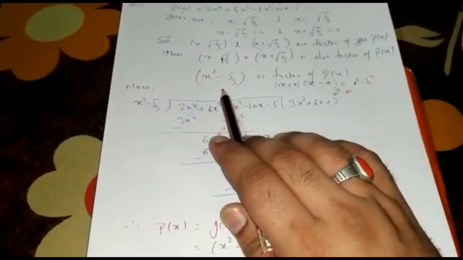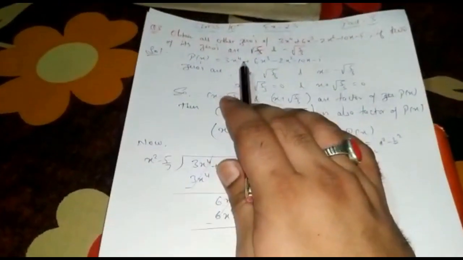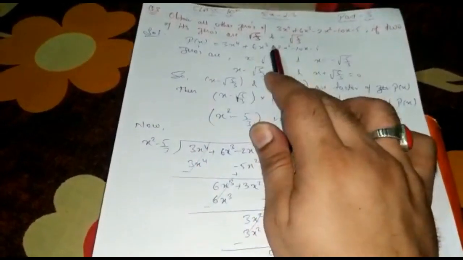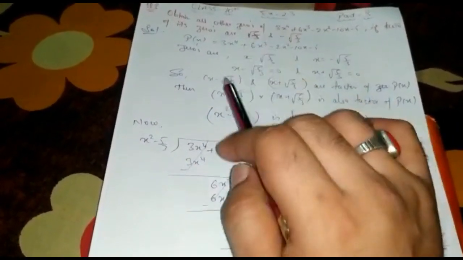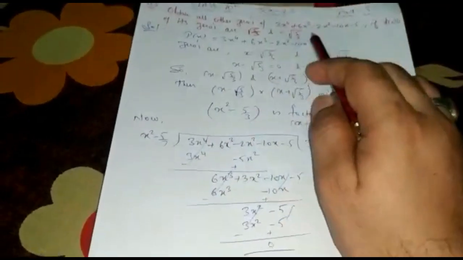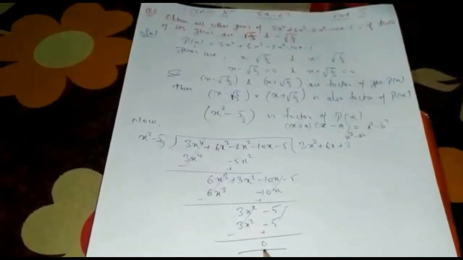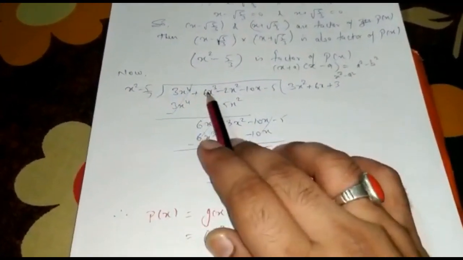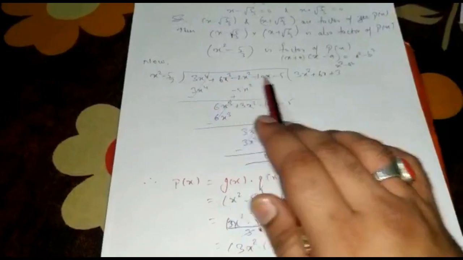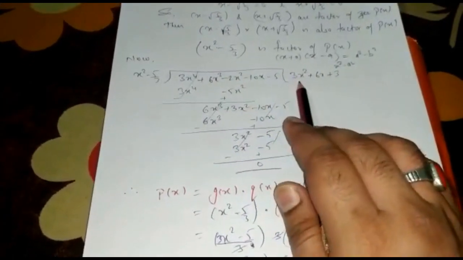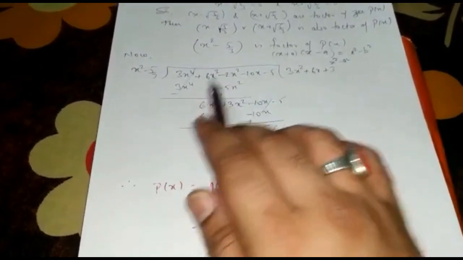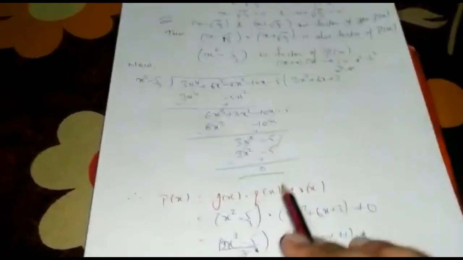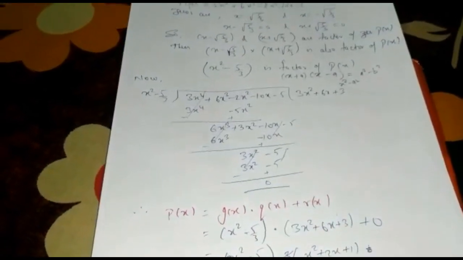So x square minus 5 by 3 is a factor of this polynomial, that means when we divide by this particular term, the remainder will be equal to 0. When we divide by x square minus 5 by 3 using the same long division process, first we multiply by 3x square, so it gives this, then by 6x it gives this, then by 3 it gives this. So the remainder becomes 0.